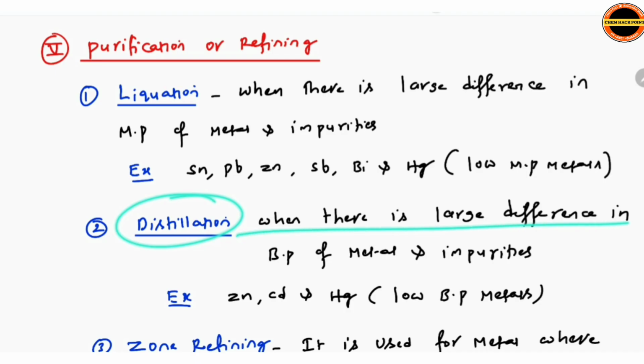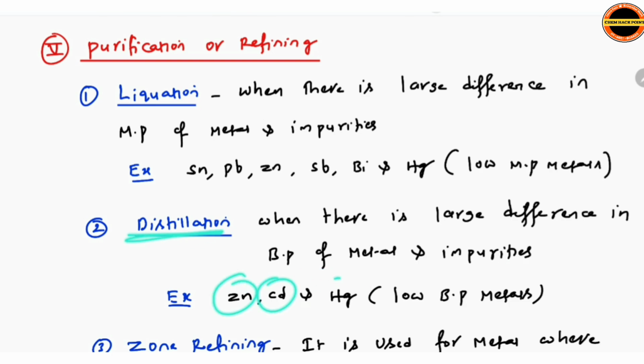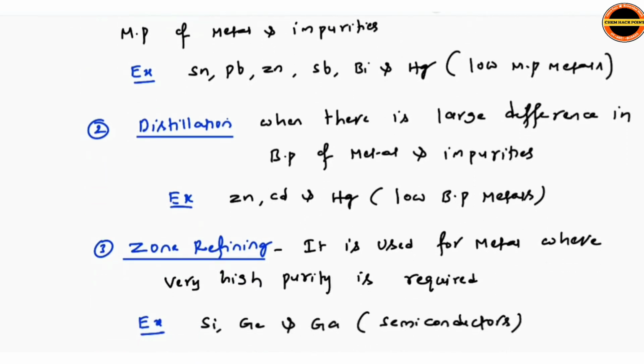Distillation: when there is a large difference in the boiling points of the metal and impurities. Melting point difference, liquation; boiling point difference, distillation. The distillation method is used for low boiling point metals like zinc, cadmium, mercury. On heating, the low boiling point metal converts into vapor form, and we can collect it separately.